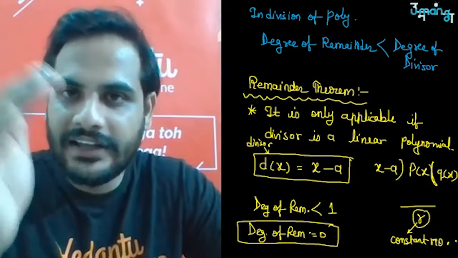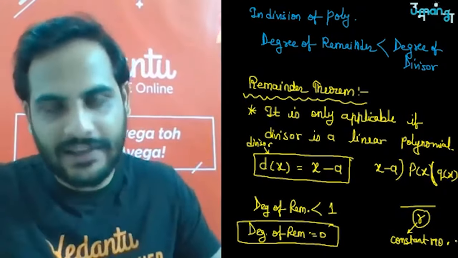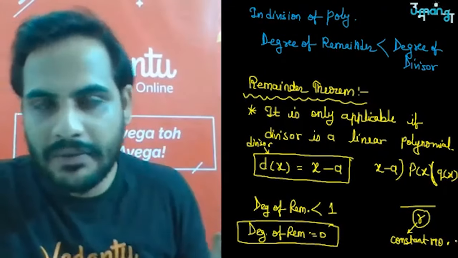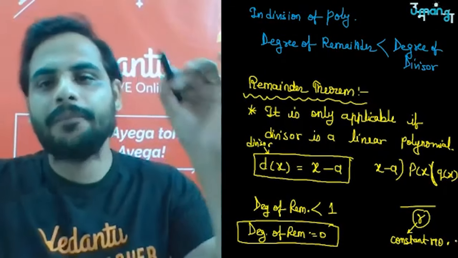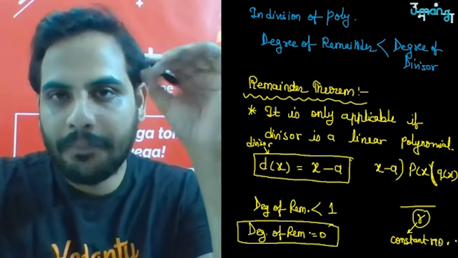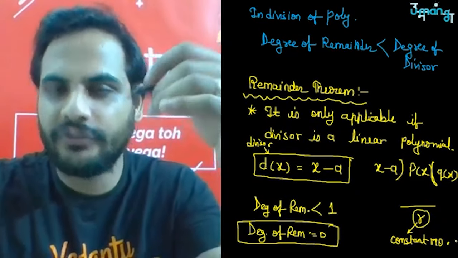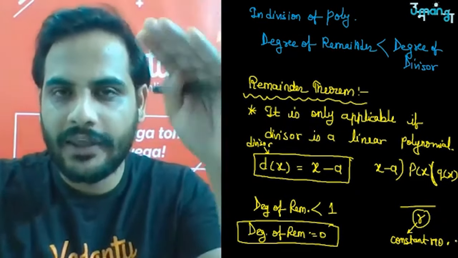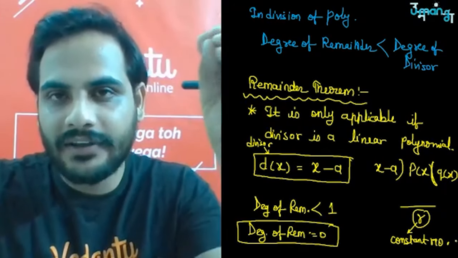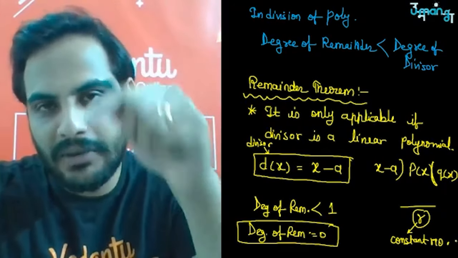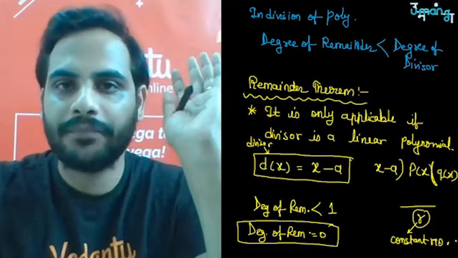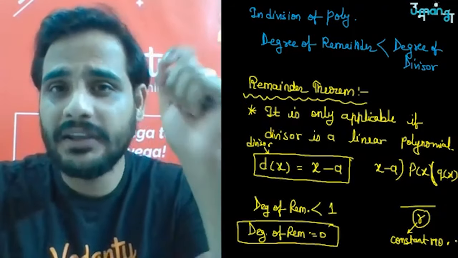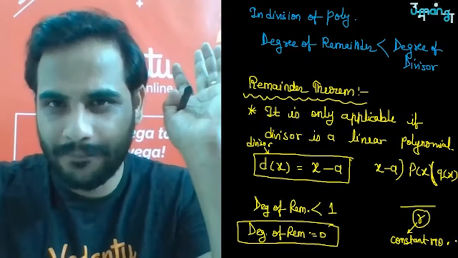So degree less than degree 1 is what? Degree 0 only. Degree cannot be negative. So the minimum degree is degree 0. So if you divide a polynomial p(x) whose degree is 1 or more, and the divisor is a linear polynomial, the remainder will be a constant number. Right?